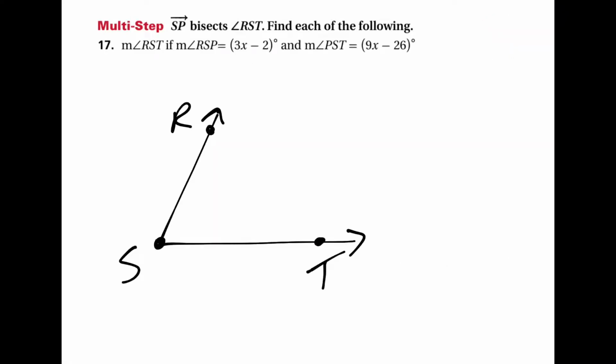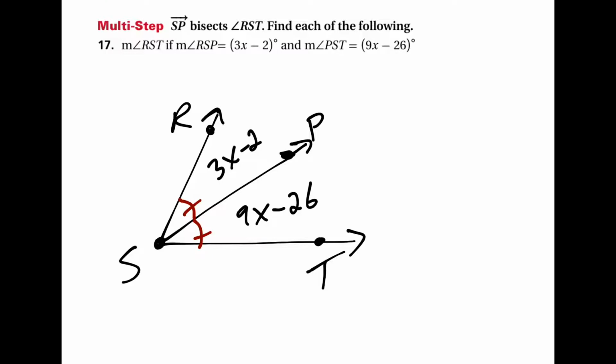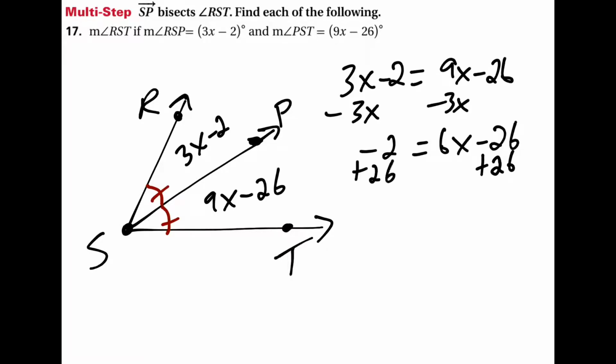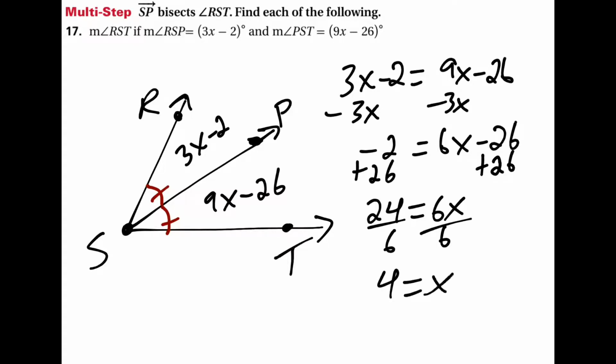For 17, I again create an angle. Yours might look a little different. It doesn't really matter. It's just angle RST, and we know that SP bisects it. So we'll create a point over here, P. And what that means is that this angle is equivalent to this angle. They are the same. And if we plug in the given measures of each angle, we can then create an algebra problem. Subtract 3x from both sides. Negative 2 is equal to 6x minus 26. Add 26 to both sides. 24 is equal to 6x. Divide by 6. 4 is equal to x.